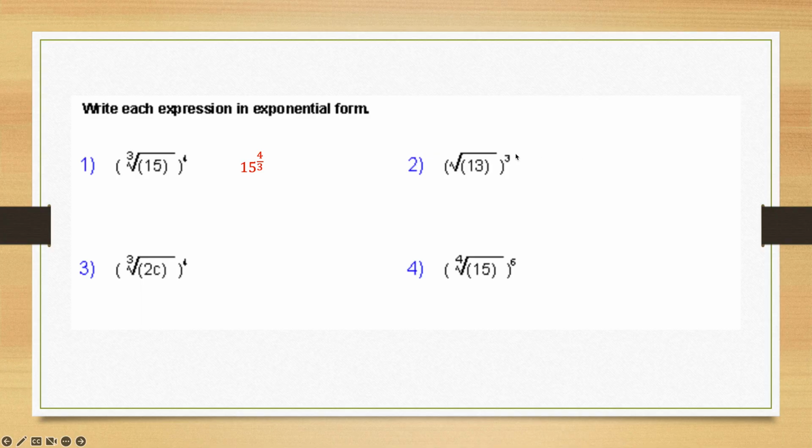Let's try number 2. That's the square root of 13 to the 3rd. So that would be 13 to the 3/2. Remember, with a square root, we don't bother writing the 2 out there, but there really is a 2. Next one up, the cube root of 2c to the 4th.